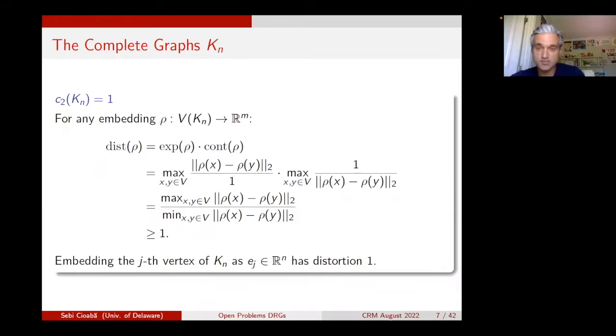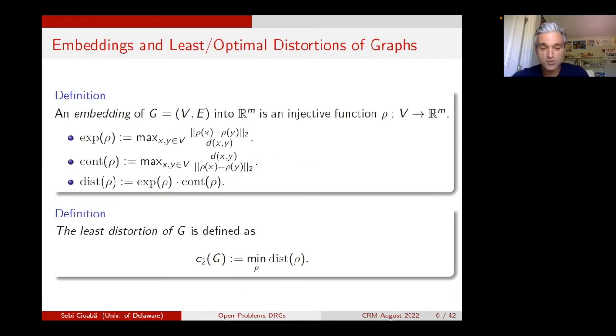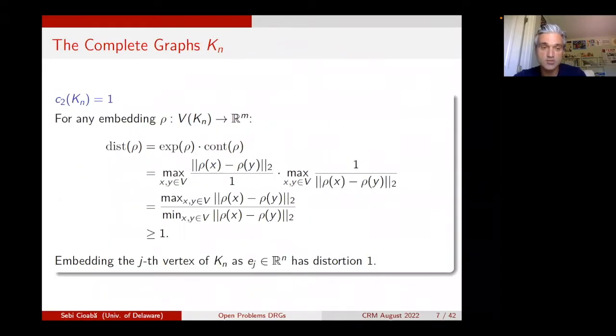So let's say this parameter, and I'm sorry if I'm going too fast. So you have this C2 of G. You have a graph G, and C2 of G is the minimum of this distortion, dist of rho. And now I will take G, I'll give some examples. So first I will take G to be the complete graph, and try to convince you that this least distortion is 1.